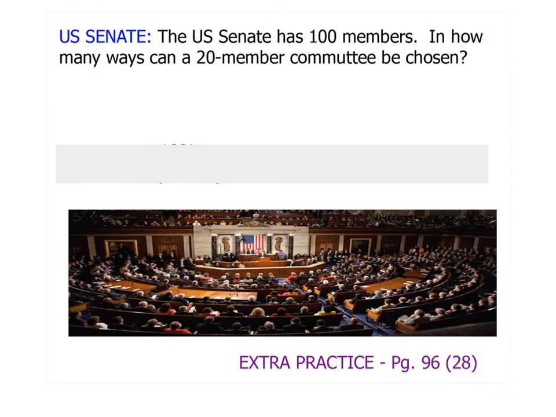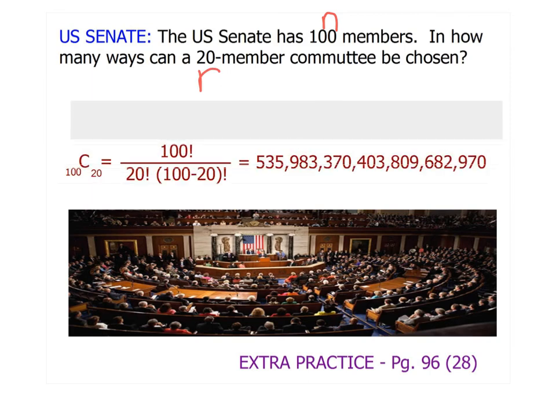Okay, last example, looking at the U.S. Senate. The U.S. Senate has 100 members. How many ways can a 20-member committee, that should say committee, be chosen? Well, 100 is your highest number, so that's your n. And 20 is your r. This is going to be a huge number. If we type it into our formula there, you can see that we have this huge number that represents the number of different combinations. I'm not even going to try to say that number because it is very large.